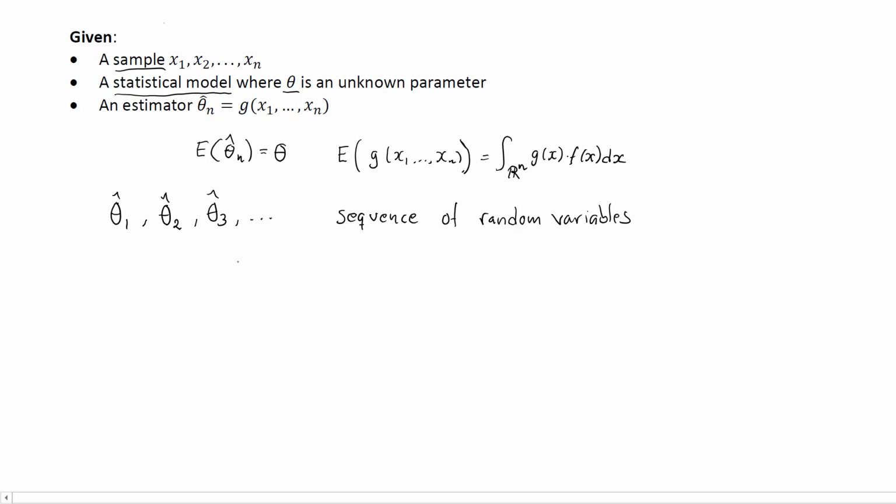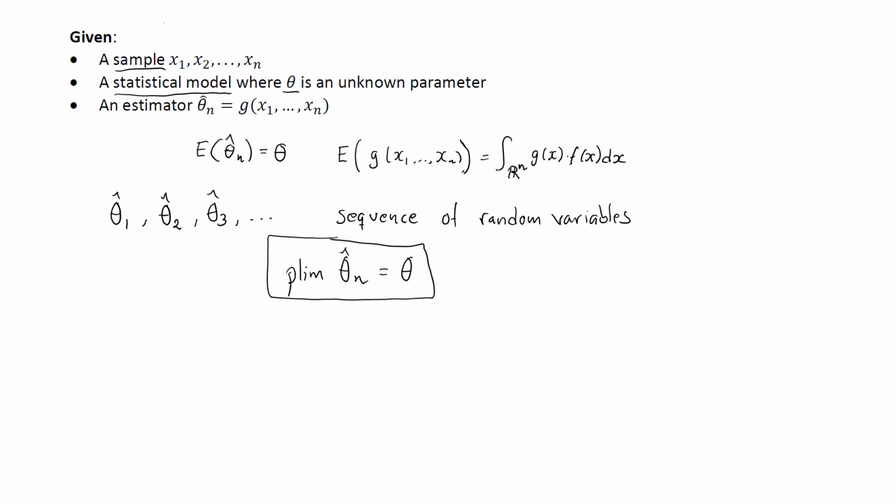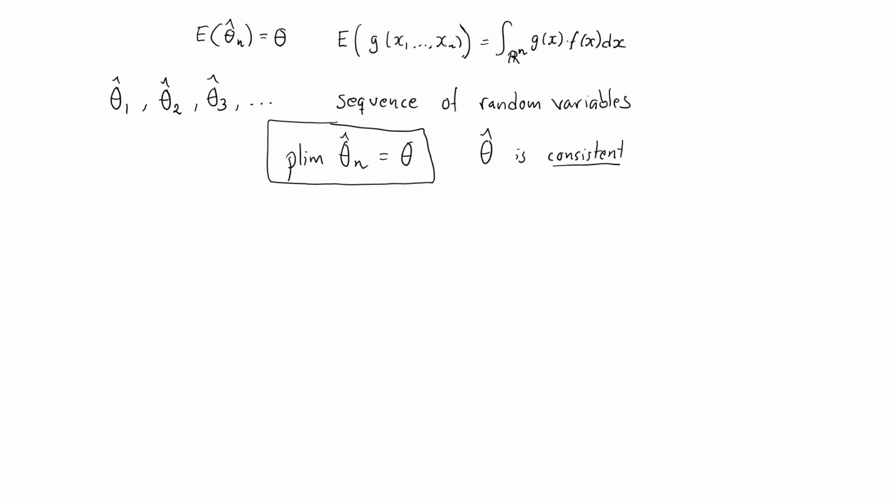If it is the case that this sequence of random variables converges in probability to precisely theta, that is, if the plim of theta hat n as n goes to infinity is equal to theta, then this is a property which is very positive. So in this case, we will say that my estimator is consistent. So based on what we know about convergence in probability, that means that the PDF of my estimator will eventually collapse onto the point theta.